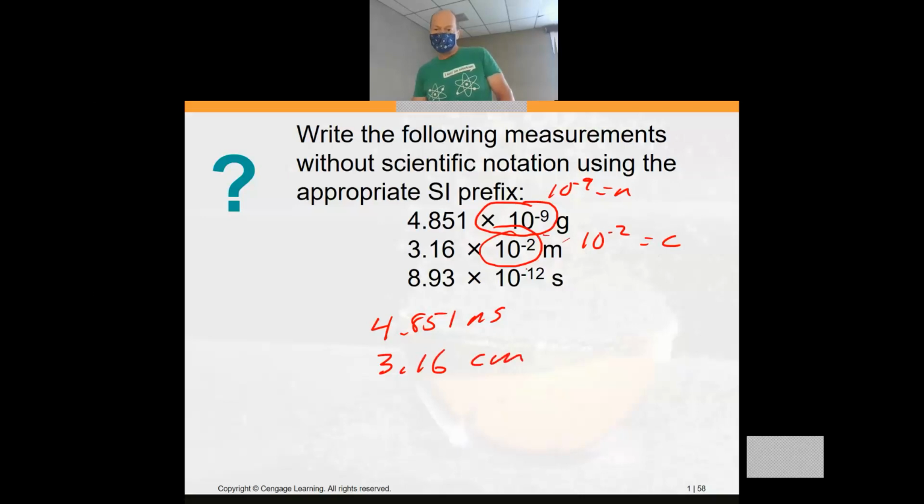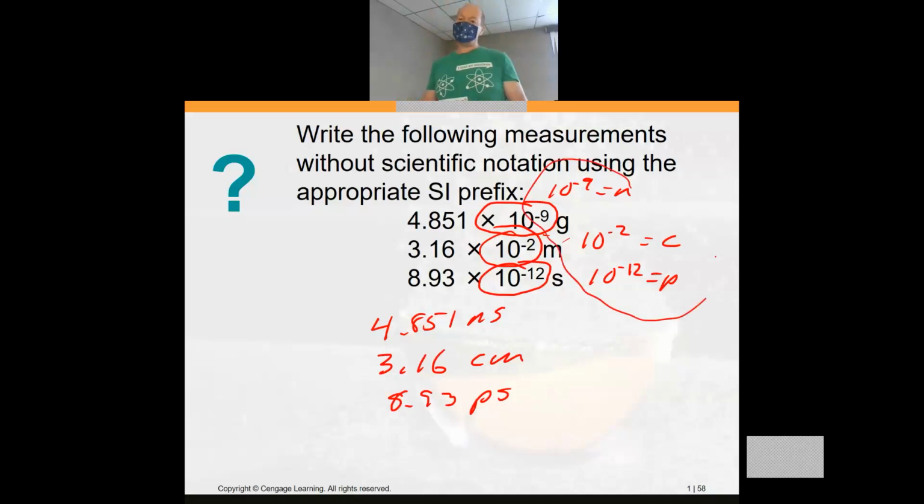If you have 10 to the minus 12 memorized from that table, that is p, pico. And so you have 8.93 ps, picoseconds. So this is just did you memorize this chart and know what 10 to the 9th, 10 to the minus 9, 10 to the minus 2, and 10 to the minus 12 are?